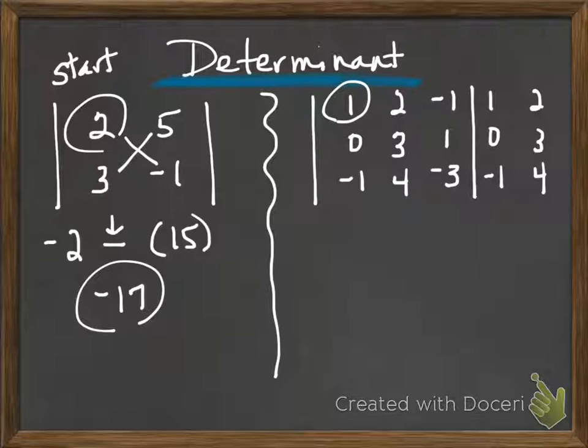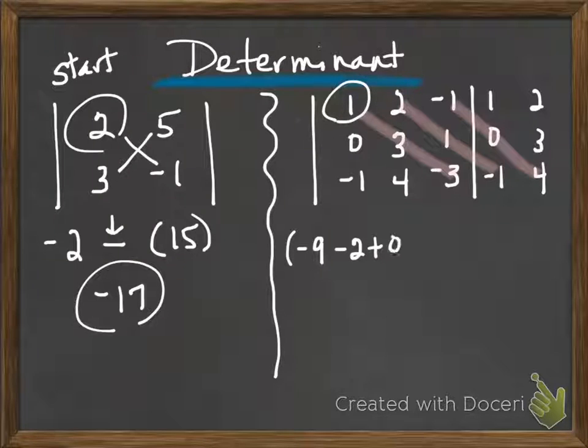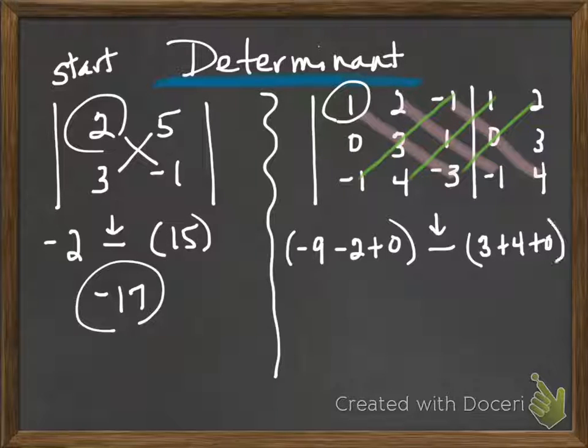You're going to start multiplying in the upper left, just like on the 2 by 2, and then you'll have 3 pairs of diagonals. You'll multiply those numbers together and you'll get -9 minus 2 plus 0. Those will go in parentheses. The formula says that you always subtract, and then we're going to multiply the numbers that are in the other diagonals, the diagonals going from bottom left to upper right. So that's going to give us +3, +4, and plus a 0.